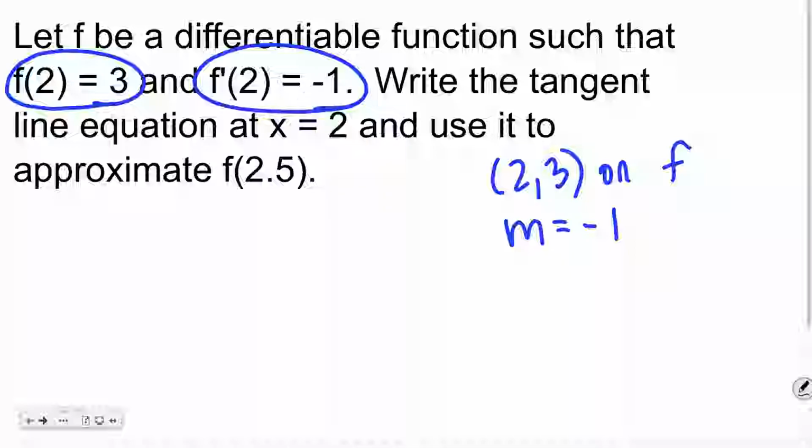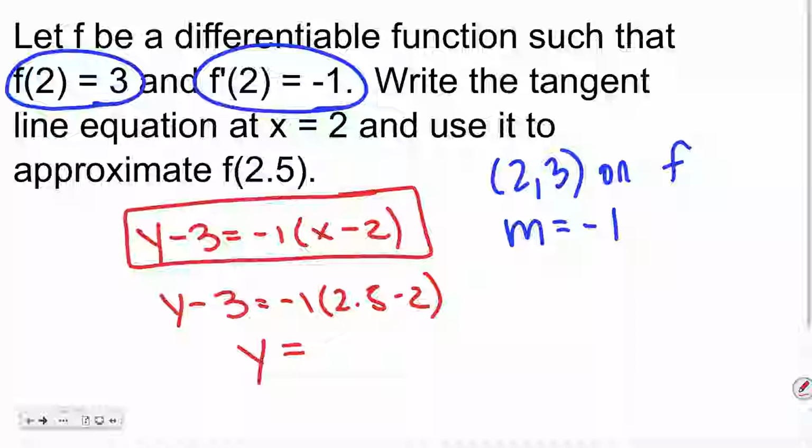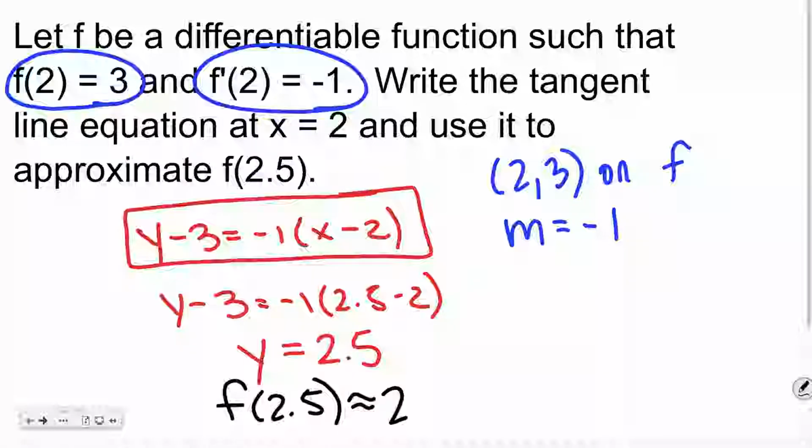y minus 3 equals negative 1 times (x minus 2). Tangent line equation. Okay, if we want to approximate f of 2.5 without knowing any other information about f, we can plug it into our tangent line. So f of 2.5 is approximately 2.5.